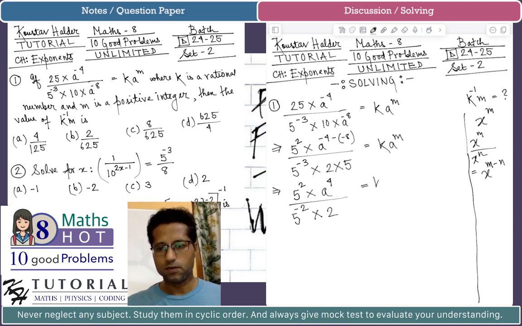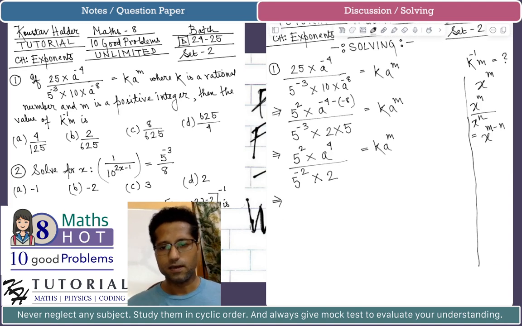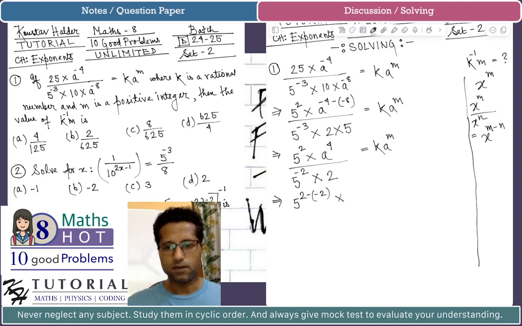This is equal to k times a to the power m. Now if I merge the powers of 5, we get 5 raised to the power 2 minus of minus 2 multiplied by a to the power 4 divided by 2 is equal to k a to the power m.